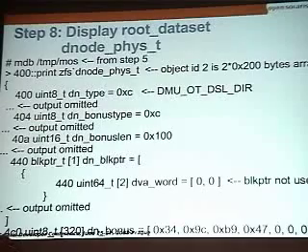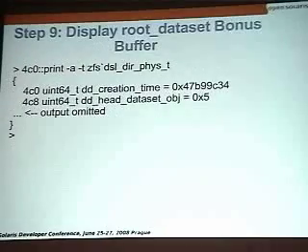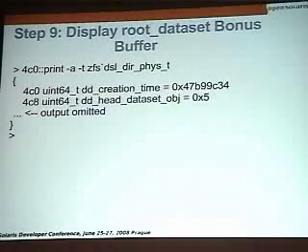It tells me, okay, this is a DSL directory. It has a bonus buffer. The block pointer value is 0, it's not being used. So I'm going to dump out the bonus buffer, which is down here at 4Z0, and it tells me the dataset object is at location 5, object ID 5.